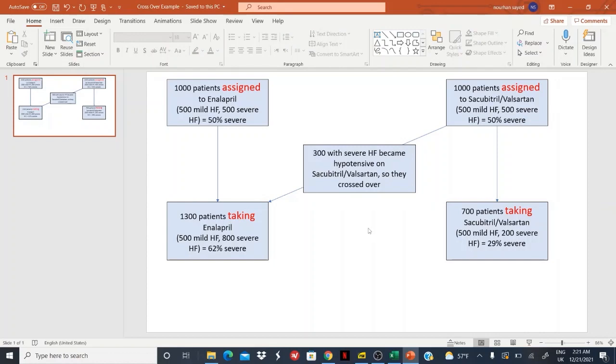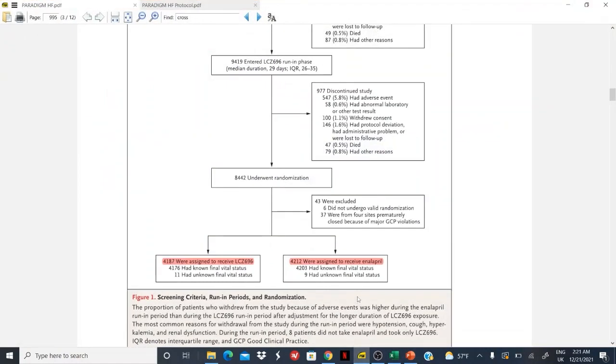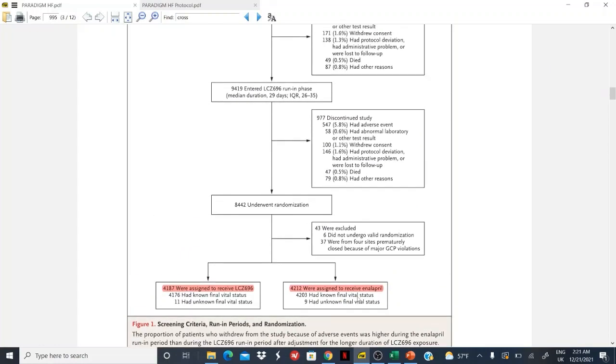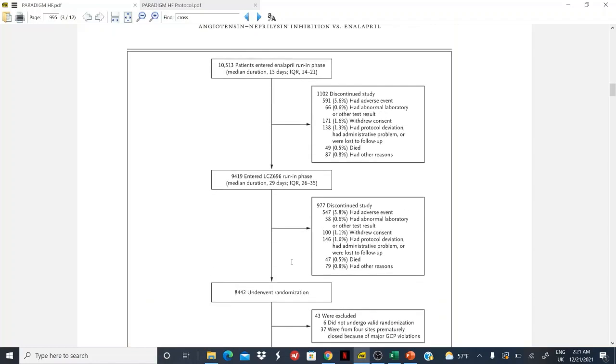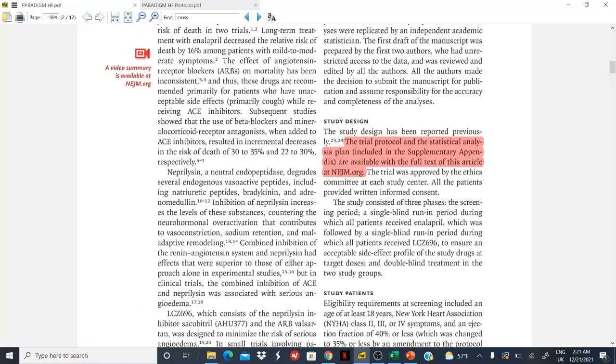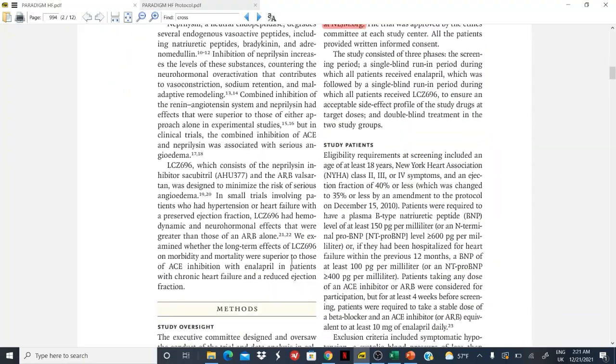Now, let's go over to our trial, the PARADIGM-HF trial, and take a look at how they analyzed patients. So we see in this flowchart that 4,187 patients were assigned to sacubitril valsartan, that's LCZ, and 4,212 patients were assigned to enalapril, right? And usually you'll find them in the statistical methodology section right here.